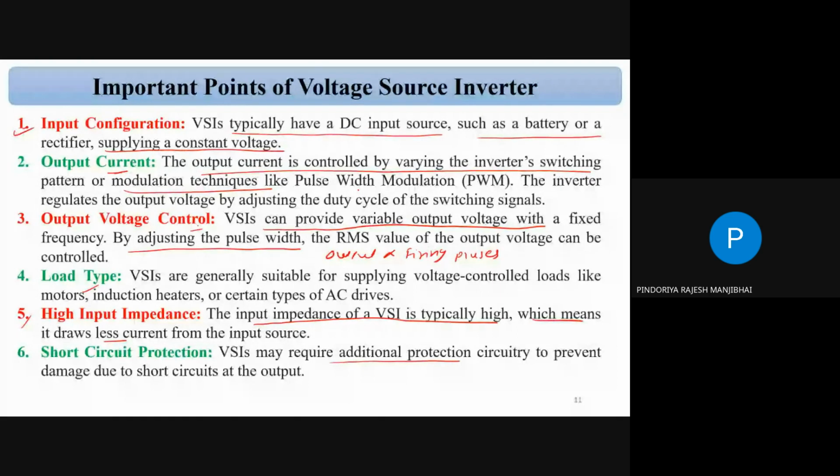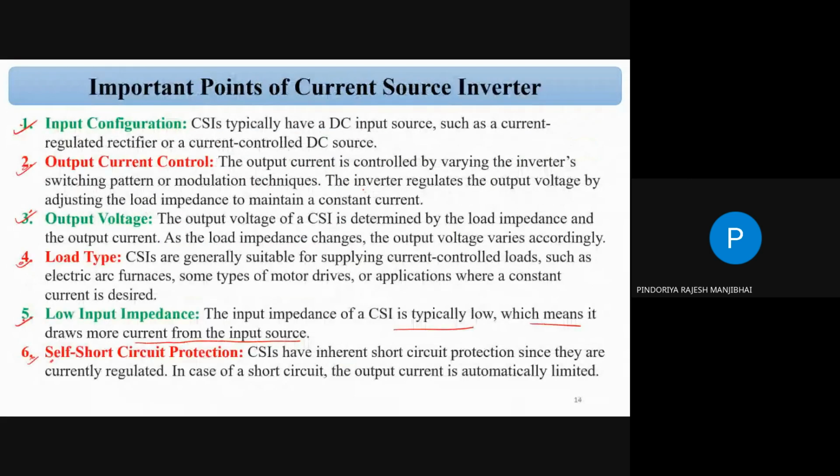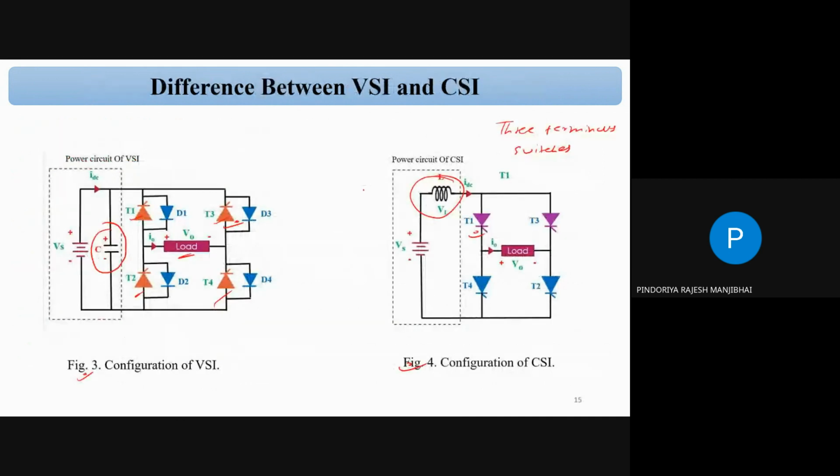The input impedance of the VSI is typically high, which means it draws less current from the input source. It is correct. The input impedance of the CSI is low, which means it draws more current from the input source. Yes, this is correct.